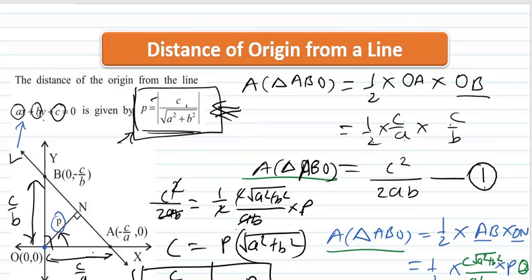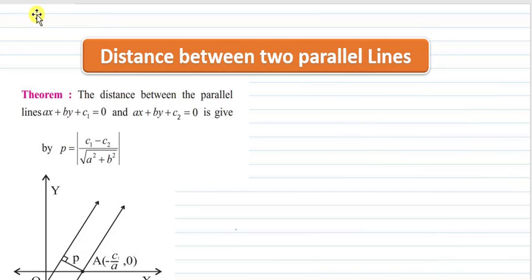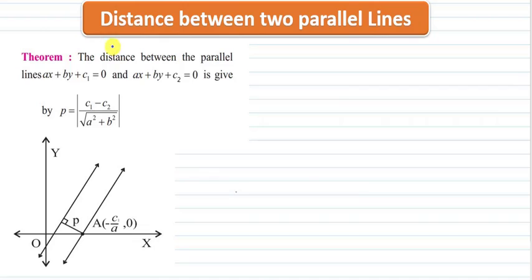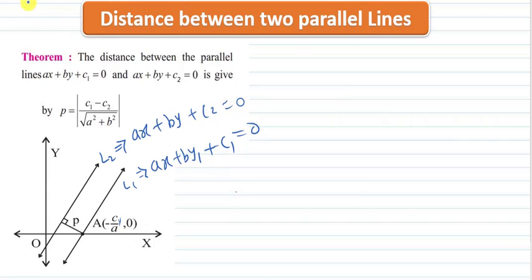Now let's derive the third formula, which is the distance between the two parallel lines. Here, let's suppose this is line 1, so the equation is ax plus by plus c1. Let's suppose this is line 2, so the equation is ax plus by plus c2 equals to 0. This is not y1, it is only y.